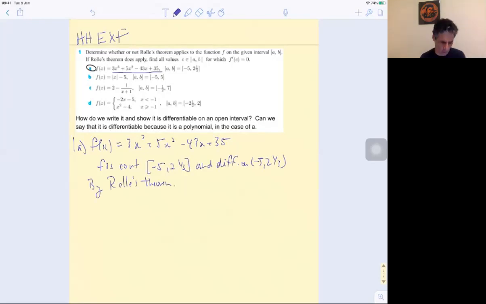By Rolle's theorem, there exists some c in -5 to 2 1/3 such that f prime of c is 0. Okay, so f prime of c has to be 0 on there.